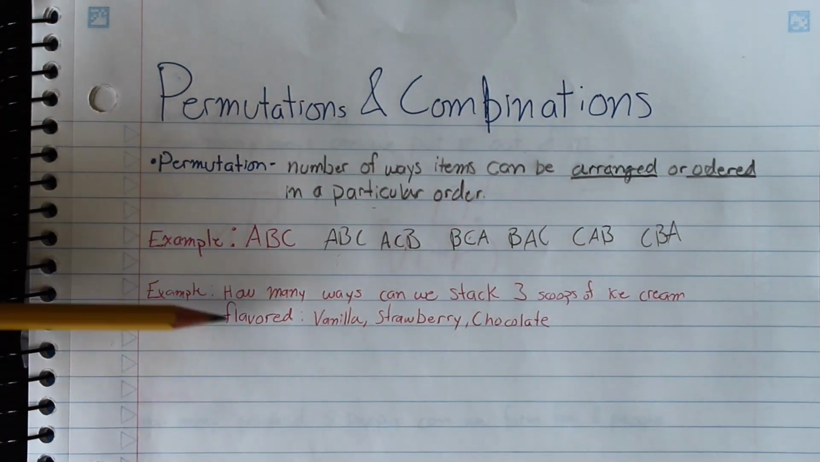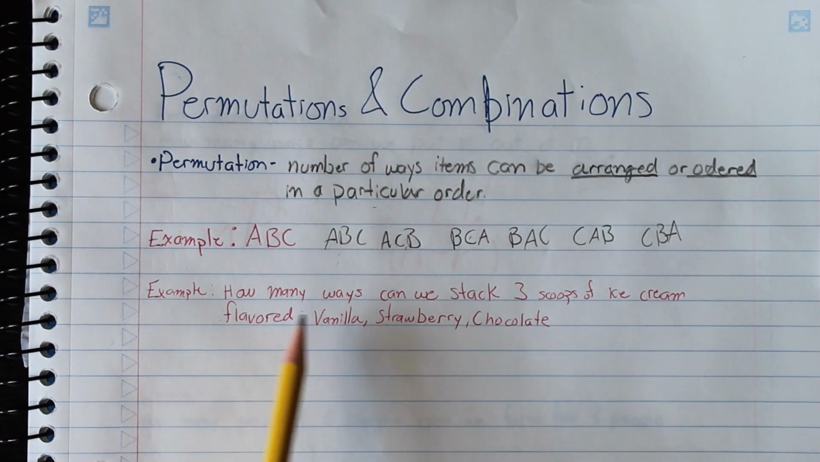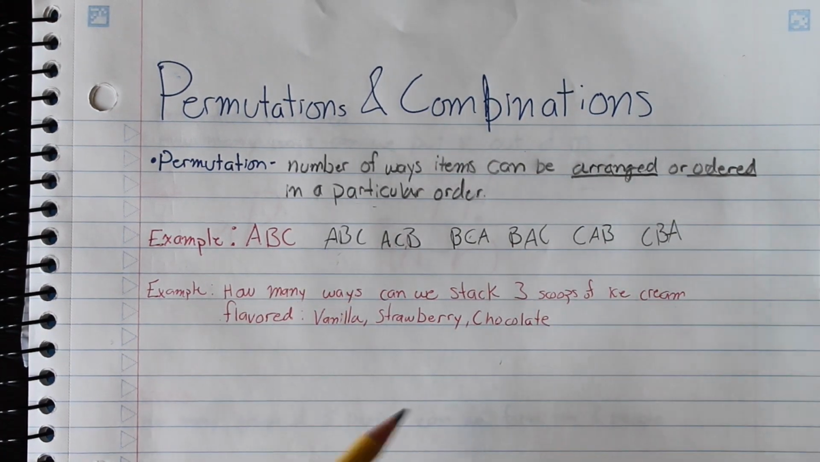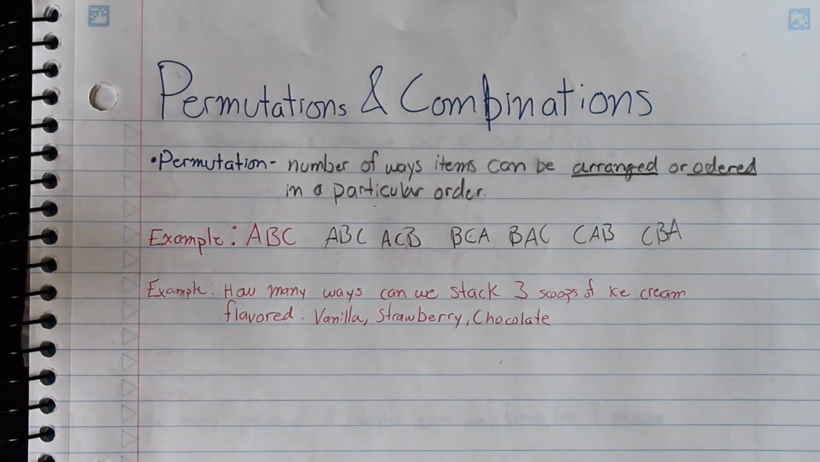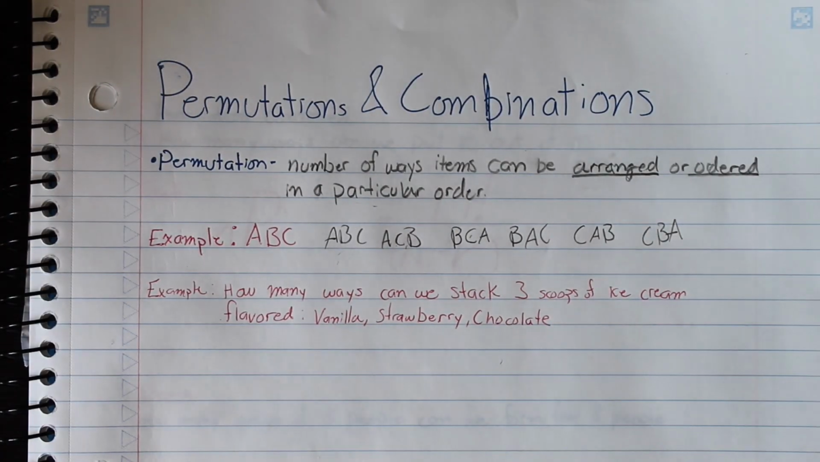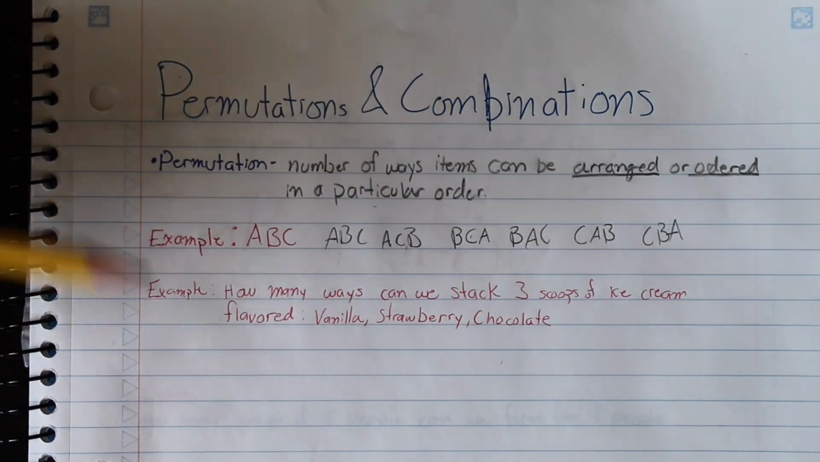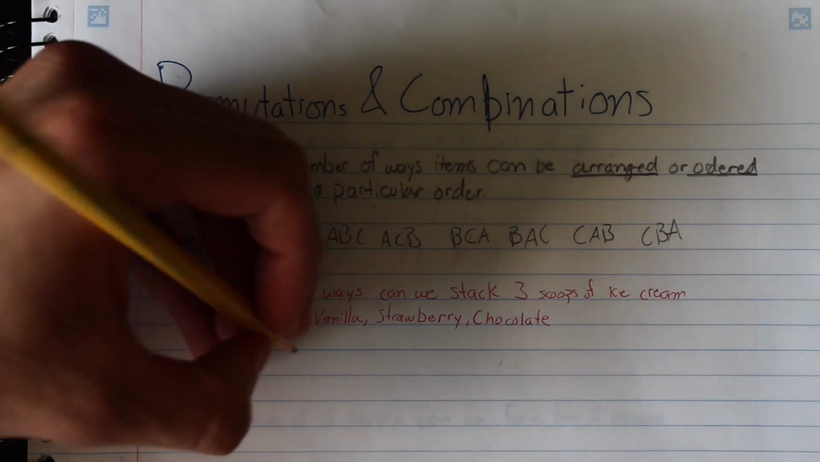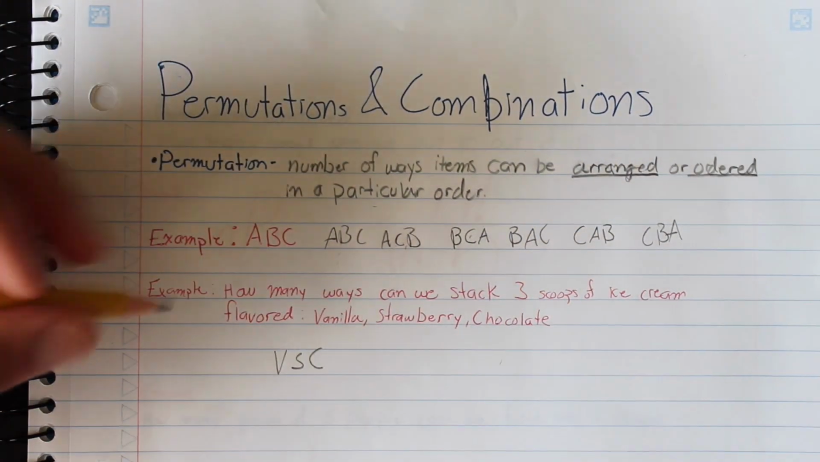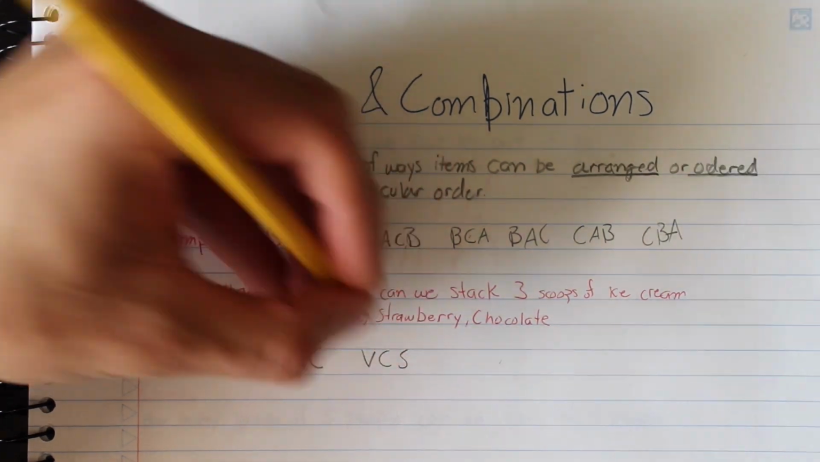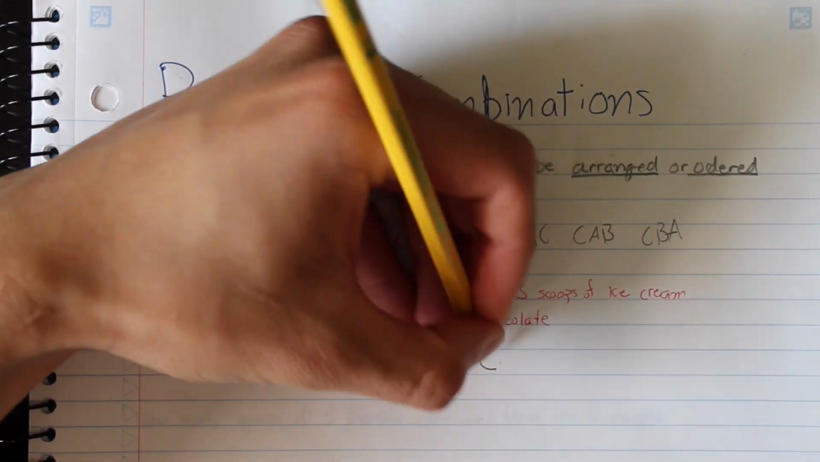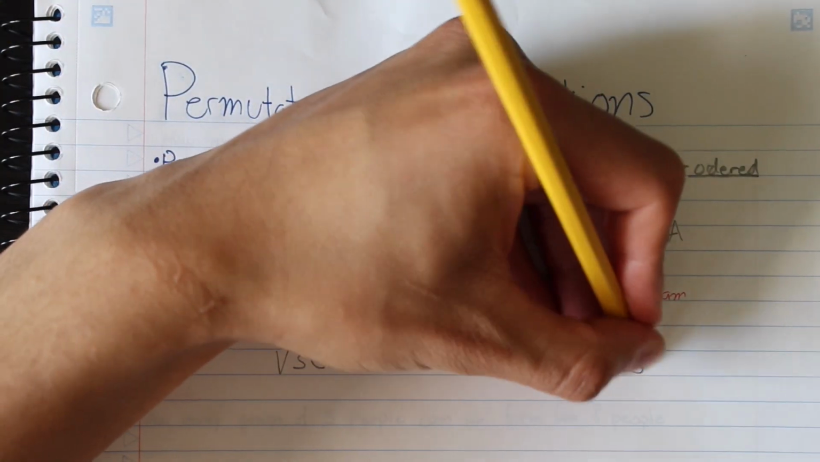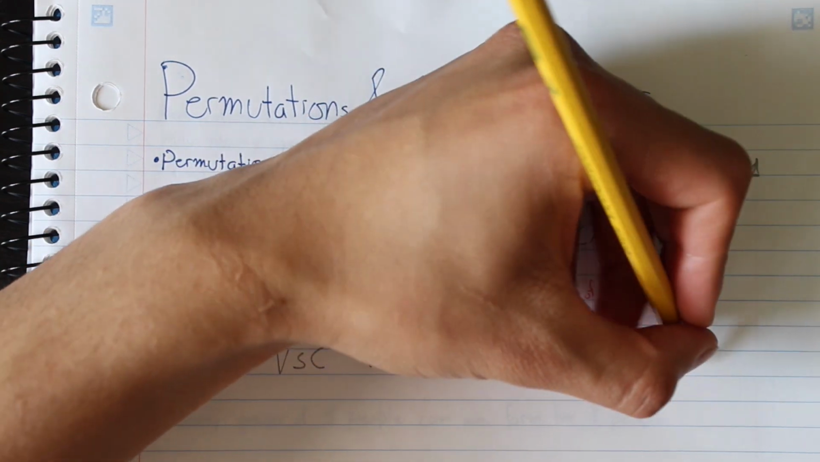Okay, here's another example. How many ways can we stack 3 scoops of ice cream flavored vanilla, strawberry, and chocolate? Because it's the same number of items, I'm just going to tell you it's going to be 6 as well, but we'll go over it to better understand. This is technically not permutations, this is technically factorials, but they tie in with the concept. So vanilla, strawberry, and chocolate. Now we have vanilla, chocolate, and strawberry. Then strawberry, vanilla, and chocolate, strawberry, chocolate, vanilla. Then chocolate, vanilla, strawberry, chocolate, strawberry, vanilla.